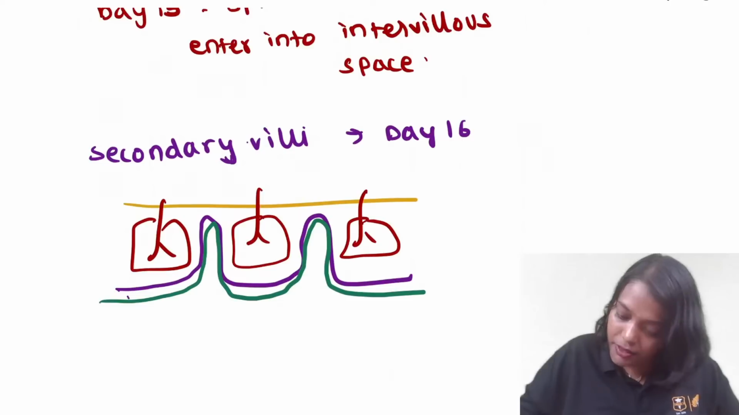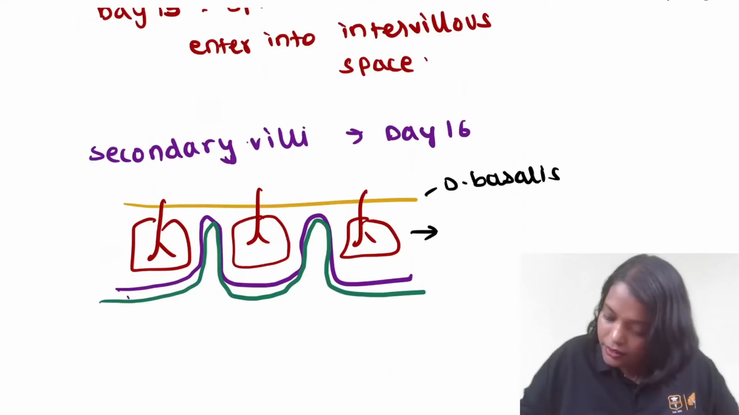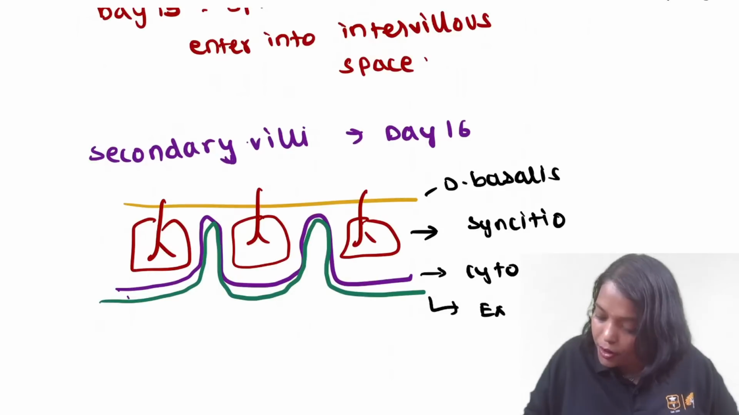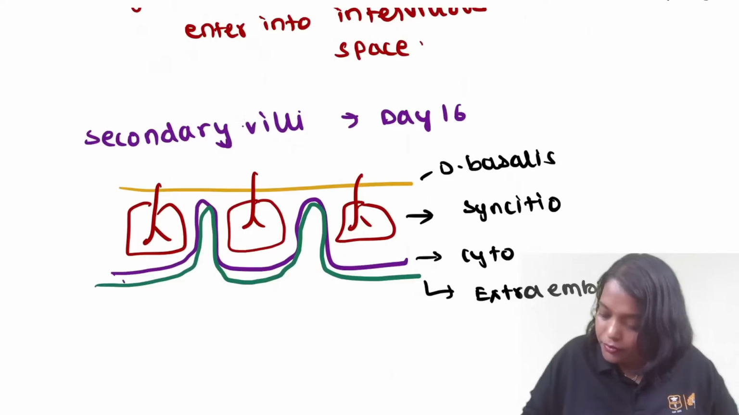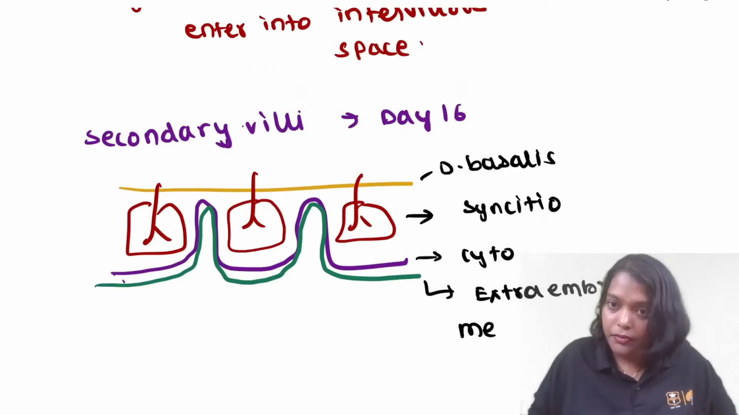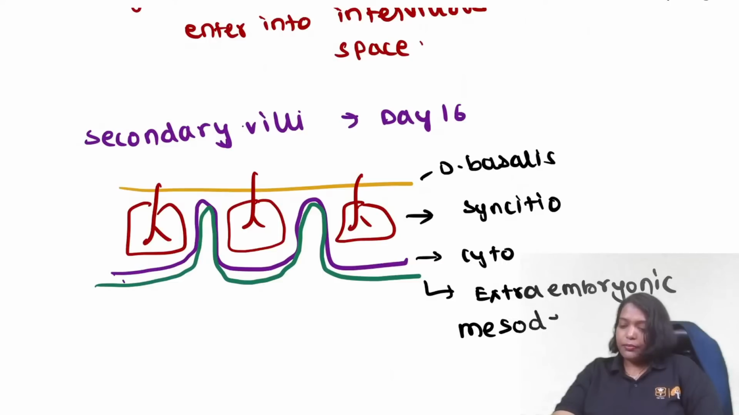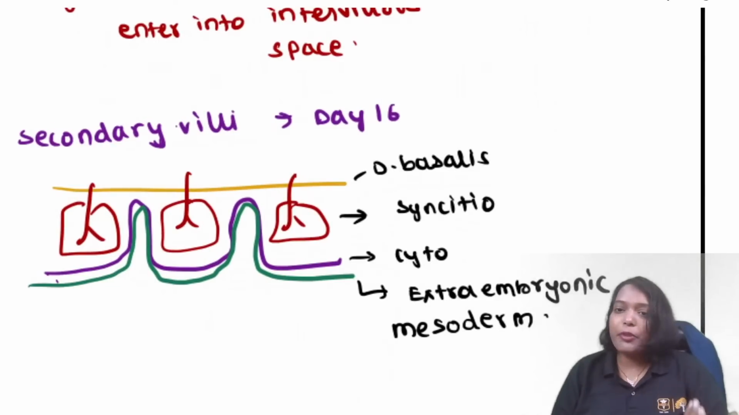So I'm going to write the names. So deciduum basalis, syncytiotrophoblast, cytotrophoblast, and the green one is extra embryonic mesoderm. So this forms the secondary villi. So what is the only thing which is extra in the secondary villi? It is the extra embryonic mesoderm.